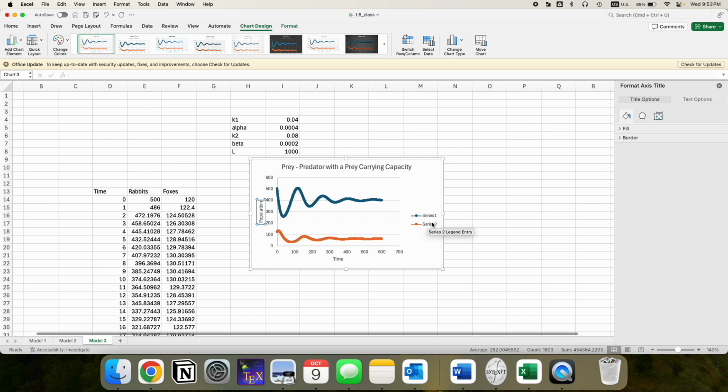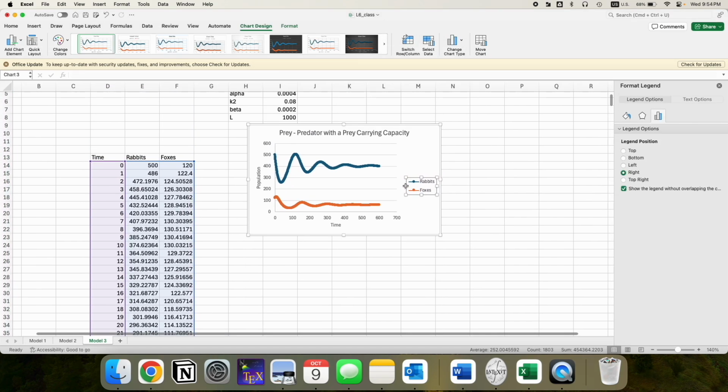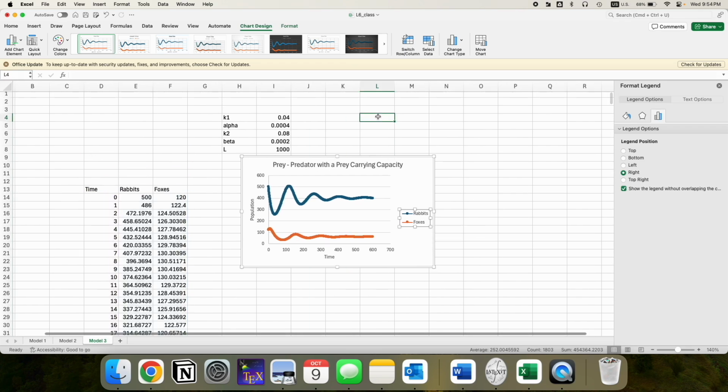And you're going to change the series here to reflect the rabbit populations and the fox populations. So click on that, choose Select Data. Now you have 2 series. Series 1 you change to rabbits, and Series 2 you change to foxes. And hit OK. This is the graph where you can see how the populations of rabbits and foxes behave over time, in this case 600 time periods. It looks like the populations tend to stabilize around 400 for rabbits and around 80 or 90 for the fox population. Now to see that stabilization, or the equilibrium value, I'm going to do the calculations here.